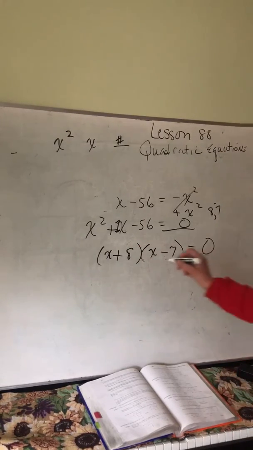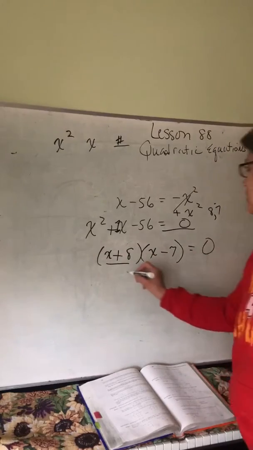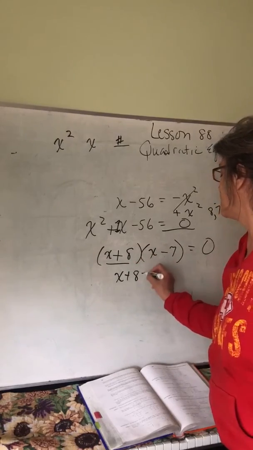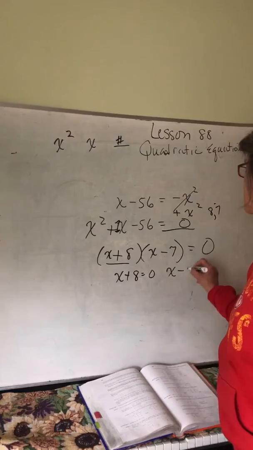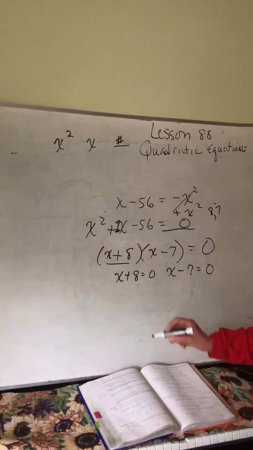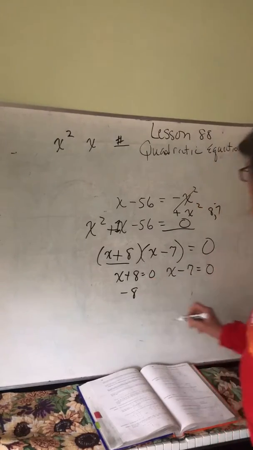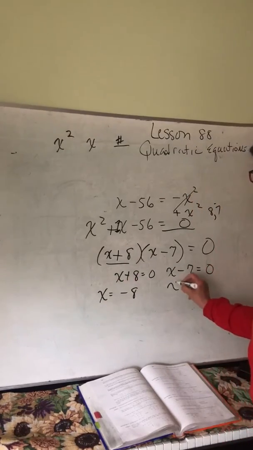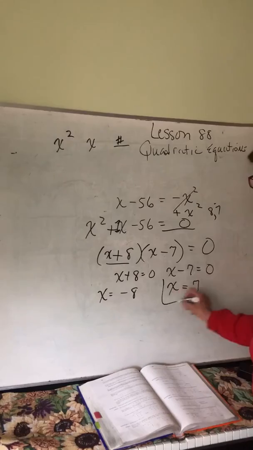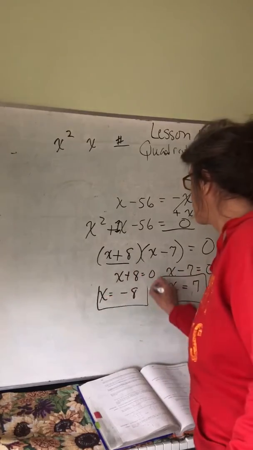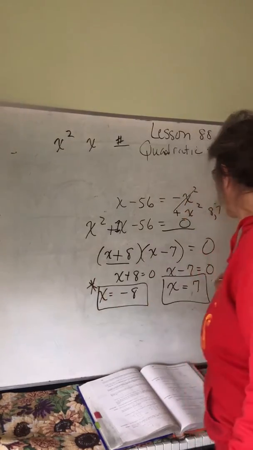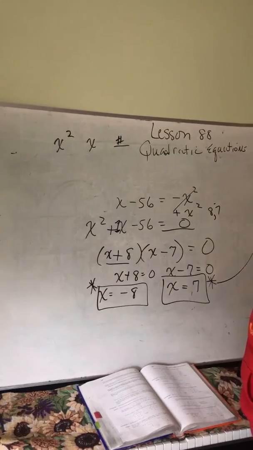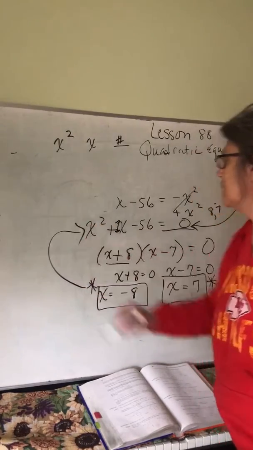Now I take each one of them and set them equal to 0. x plus 8 equal to 0 and x minus 7 equal to 0. And I have a negative 8 here. x is equal to negative 8 and x is equal to 7. These are both solutions. They will both work. If you put these back into this equation, they will work.